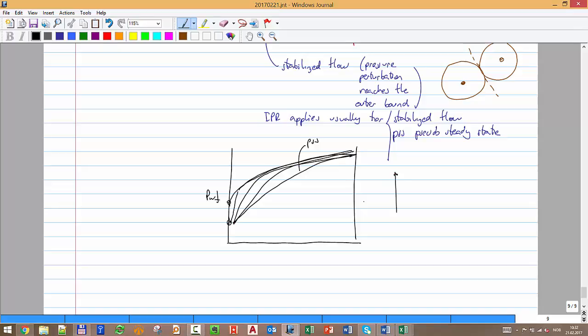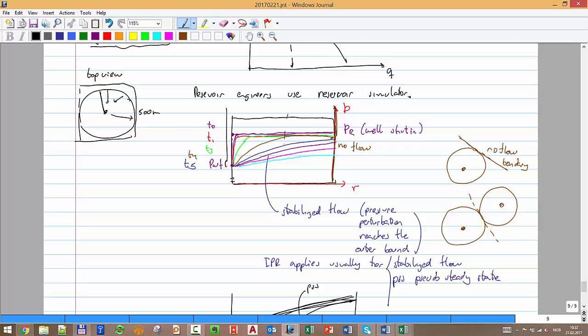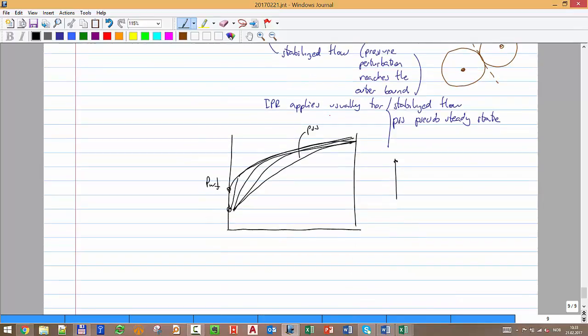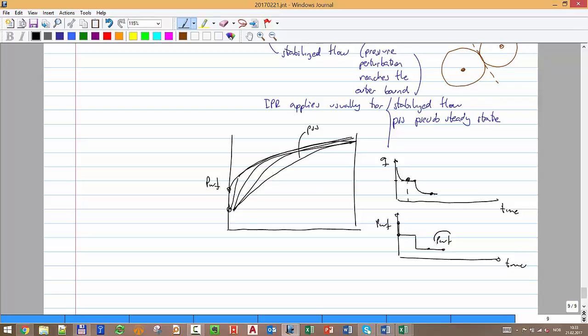And you will see, if you make a multi-rate test, if you lower a gauge and you measure the pressure and the rate, the rate I measure at the surface with a separator, you will see that the rate might initially decline and then remain more or less constant. Then if I change PWF, there will be a transient behavior and then it will remain more or less constant. So these are the points that I take for the IPR: rate versus time, and PWF versus time. I change PWF to a lower value, and those are the couples that I take to plot my IPR, once it has stabilized.